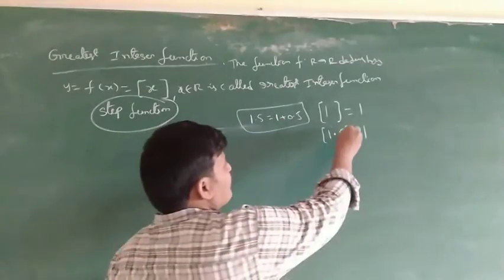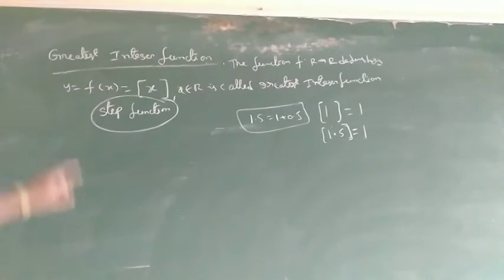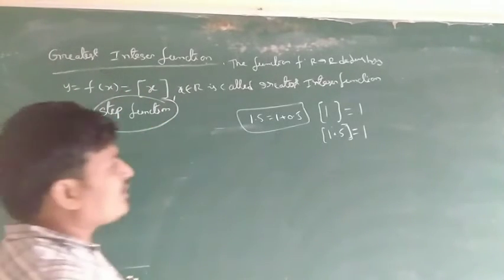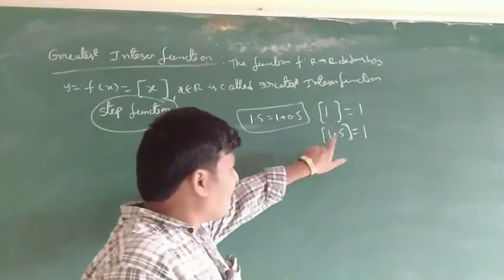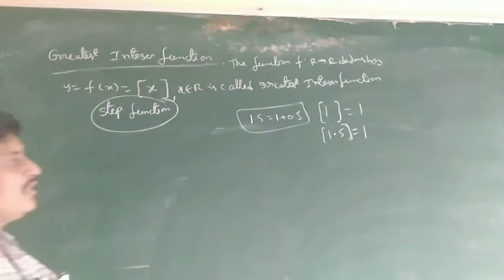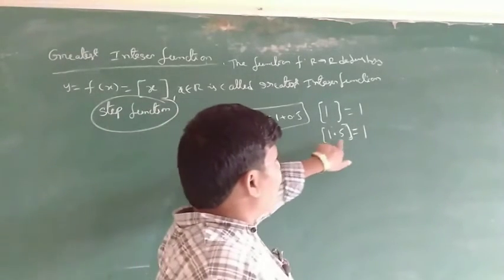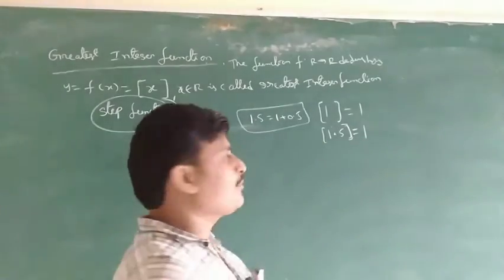So this box is called the integer of x, the greatest integer function, meaning integer. In 1.5, what is the integer? 1 is the integer, 0.5 is the fractional. So in 1.5 you have to write the integer value only.